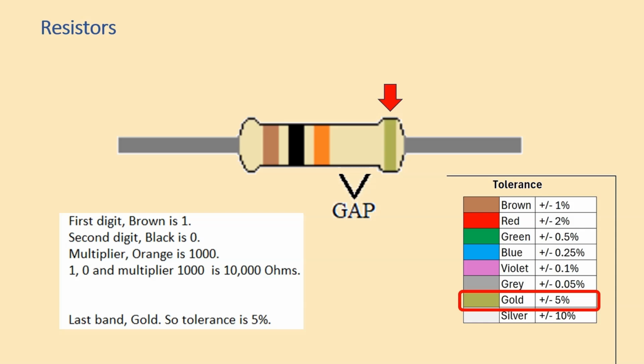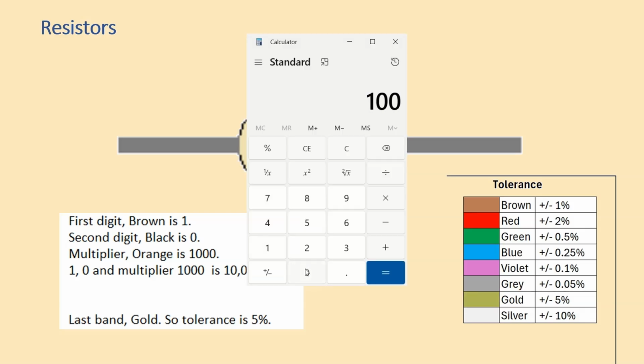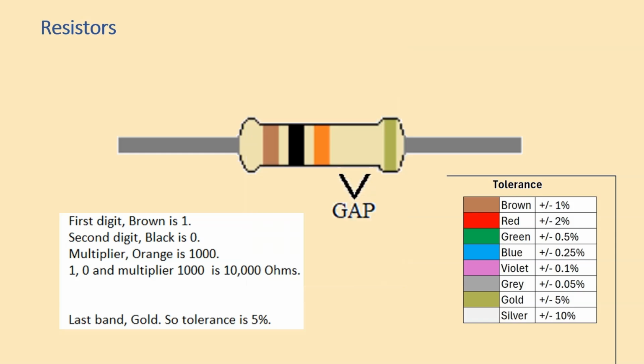So this tolerance is a rating for the allowed deviation from the specified target resistance value. For example, a 10 kilo-ohm resistor with 5% tolerance is not hard to calculate. It could be plus or minus 500 ohms. This resistor could range from 9,500 to 10,500 ohms.